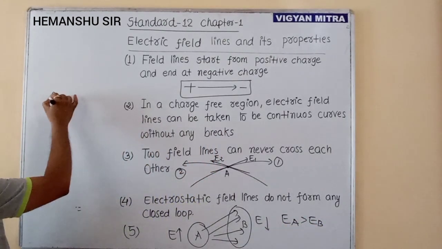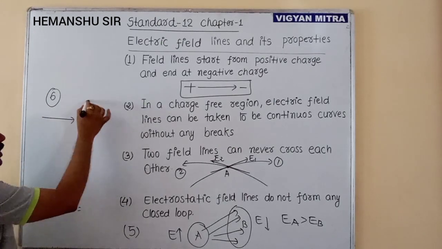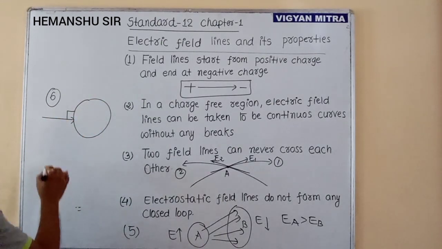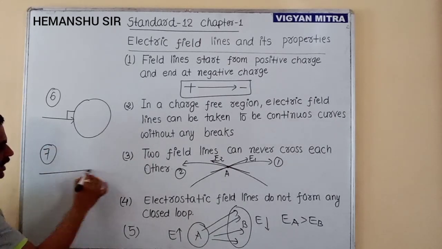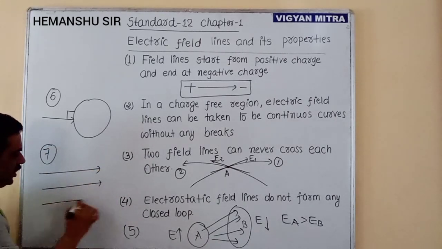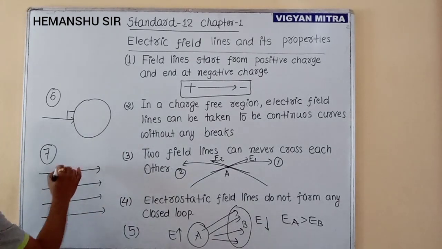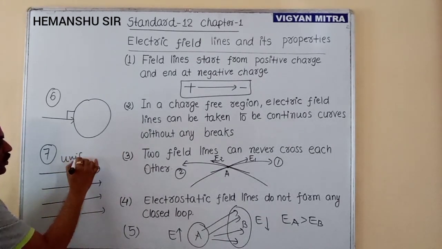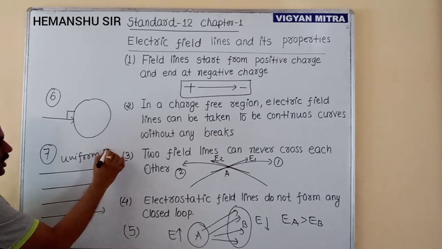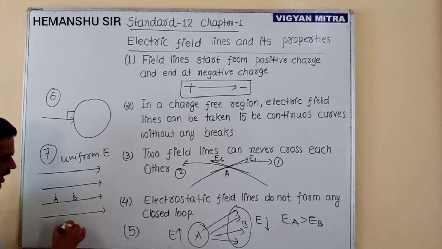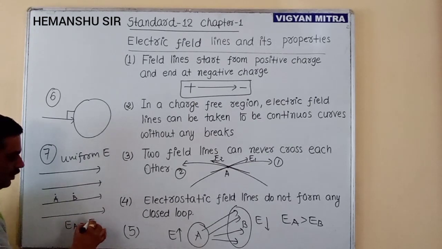Sixth, electric field lines are perpendicular to the surface of a charged conductor. Seventh, if the electric field lines are parallel to each other and equidistant, then this is known as the uniform electric field. Here if point A and point B are there, then we can say that EA is equal to EB.